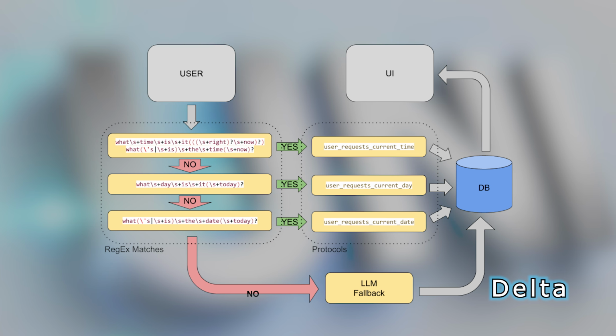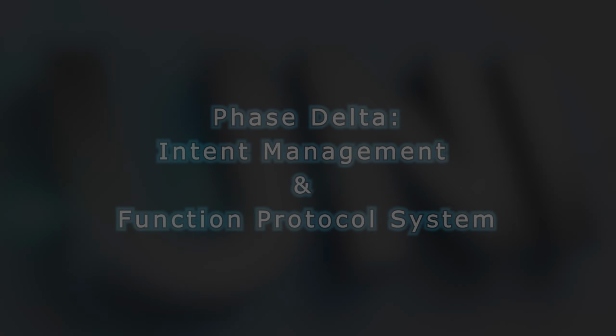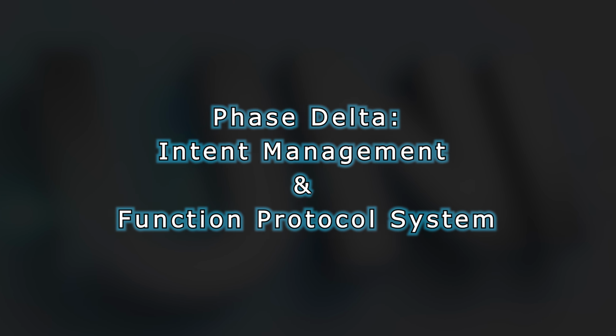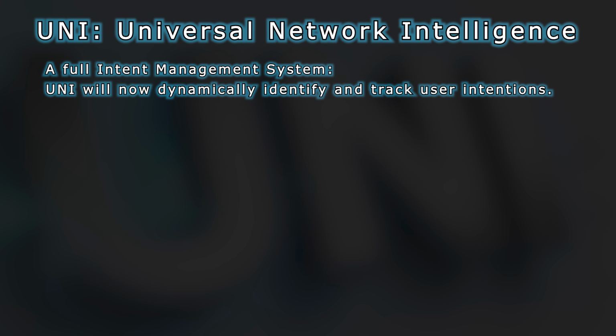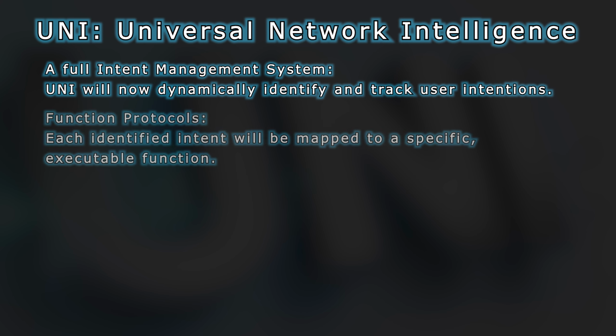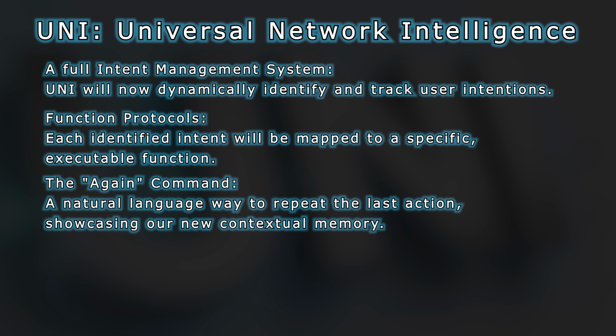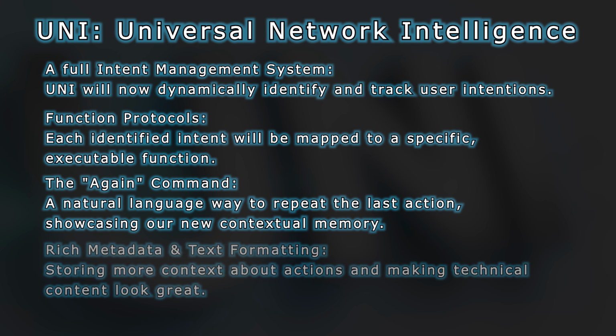Phase Delta is all about bringing structure and predictability to Uni's actions. Our core goal is to explicitly define what a user intends to do and then execute a specific, pre-programmed function based on that intent. Here's what we're adding: a full intent management system. Uni will now dynamically identify and track user intentions. Function protocols: each identified intent will be mapped to a specific, executable function. The "again" command, a natural language way to repeat the last action, showcasing our new contextual memory. Rich metadata and text, storing more context about actions and making technical content look great.